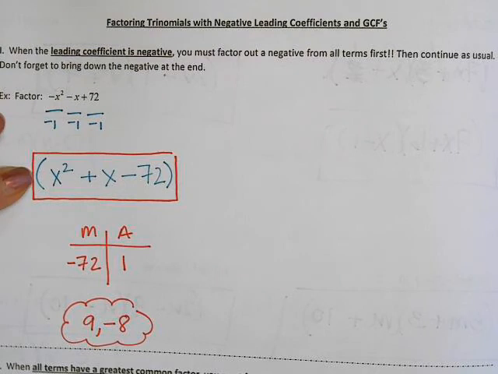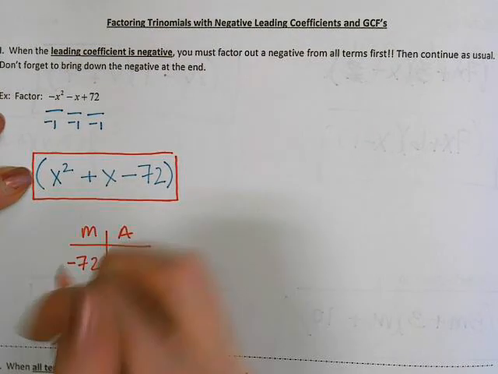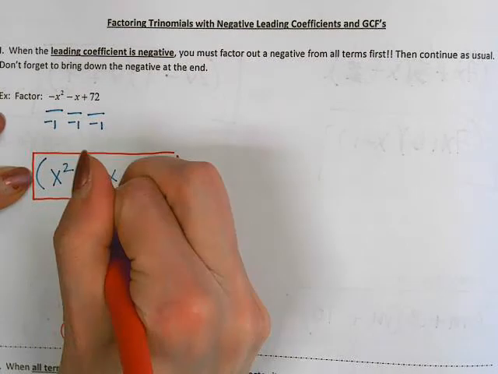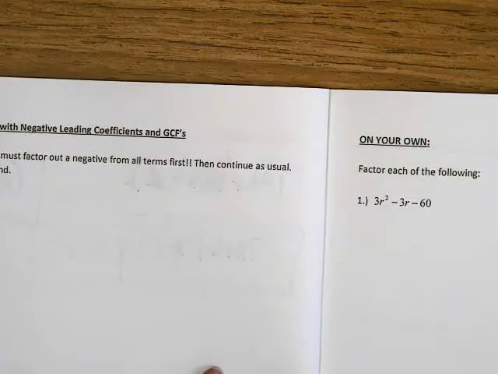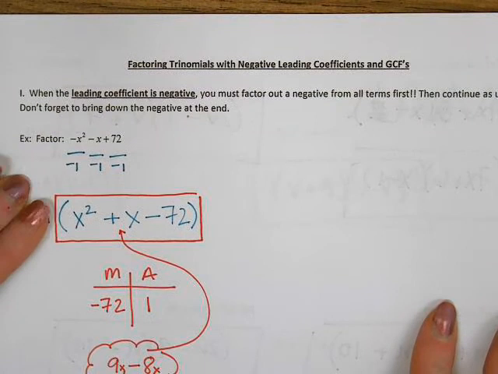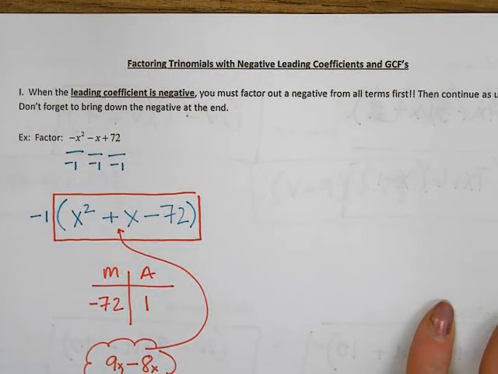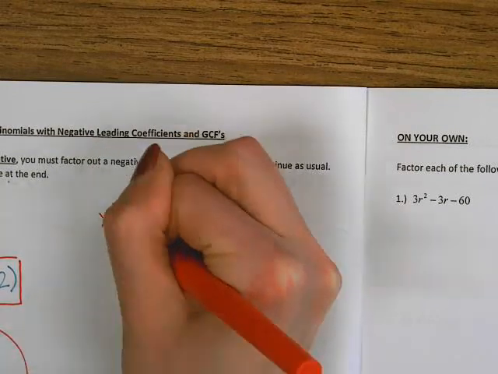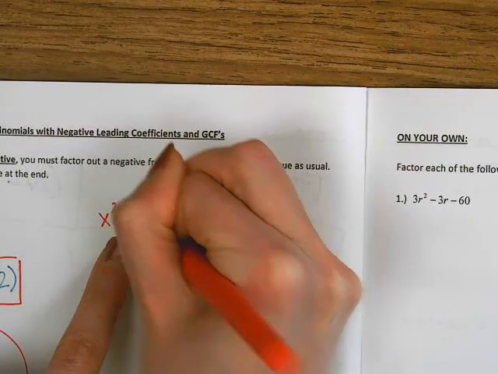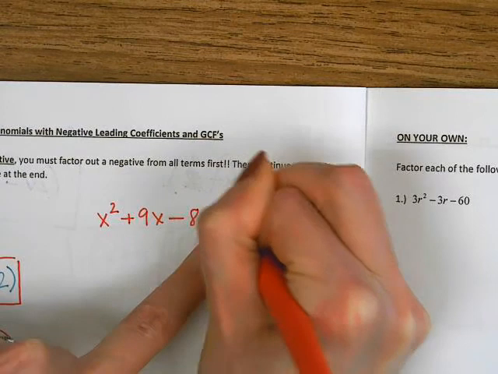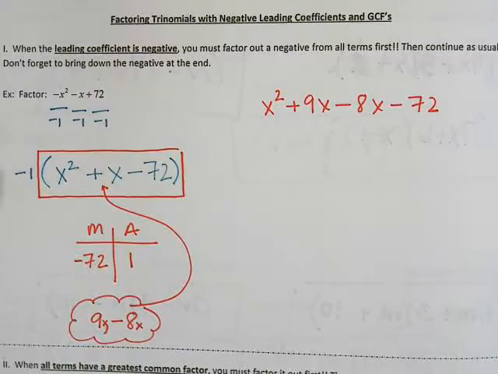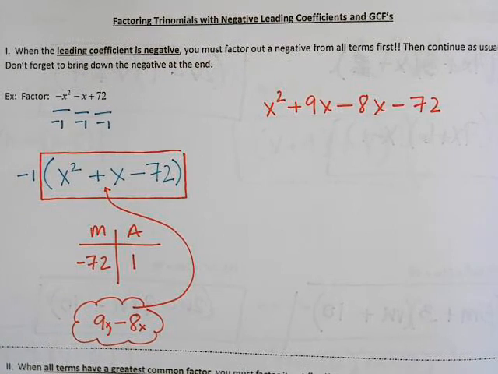Okay, and then you guys know what to do. Since they're replacing the middle term, you give them both an x, and then we plug them into the middle. Okay, let's just forget about the -1 right now. Just leave it off to the side. So now we rewrite it. It's x squared plus 9x minus 8x minus 72. Right? We plug it into the middle term, and now we can factor by grouping.